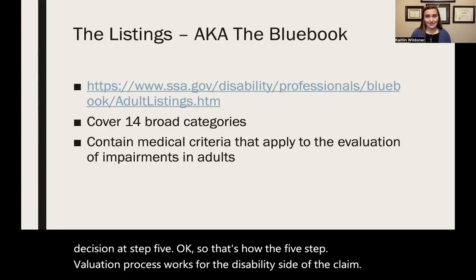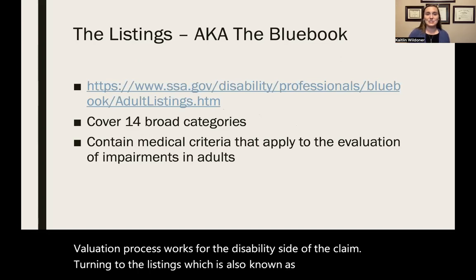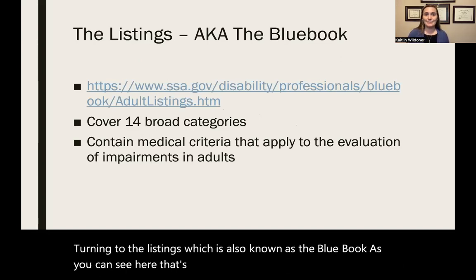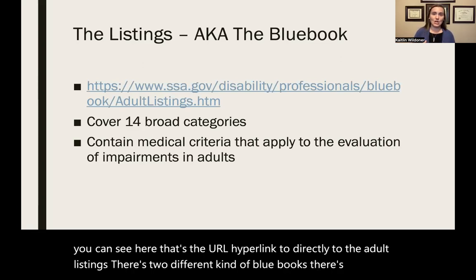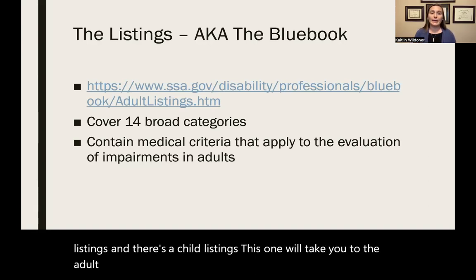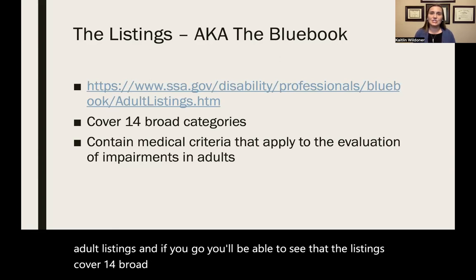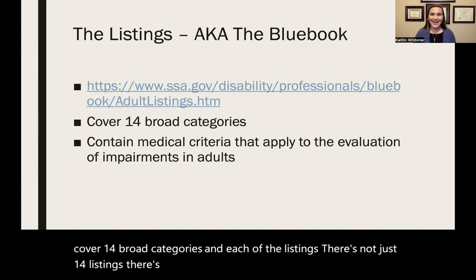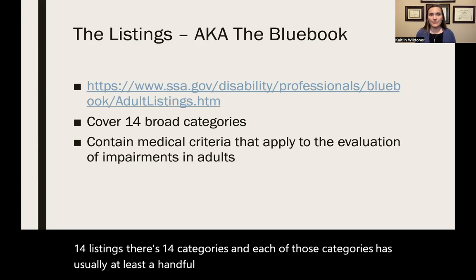Turning to the listings, which is also known as the Bluebook, as you can see here, that's the URL hyperlink directly to the adult listings. There are 2 different kinds of Bluebooks: the adult listings and the child listings. This one will take you to the adult listings. If you go, you'll see that the listings cover 14 broad categories. There's not just 14 listings, there are 14 categories, and each of those categories usually has at least a handful of listings underneath it.